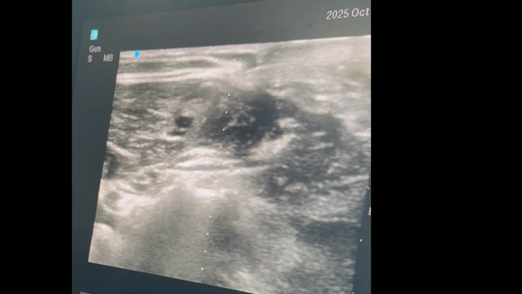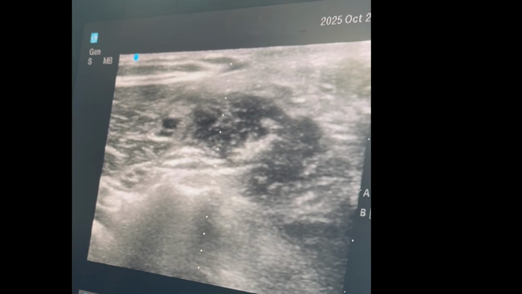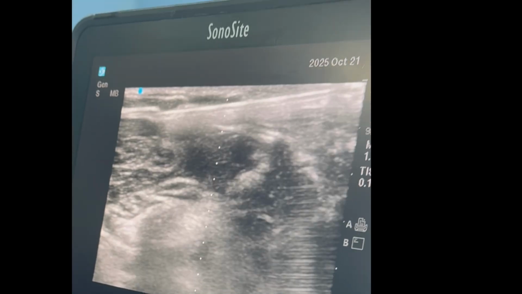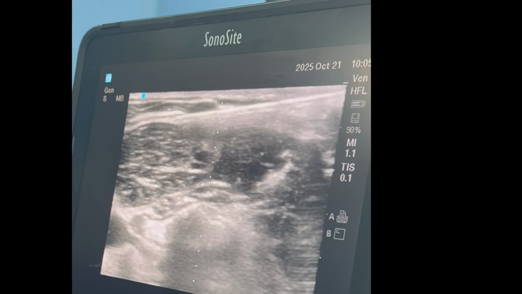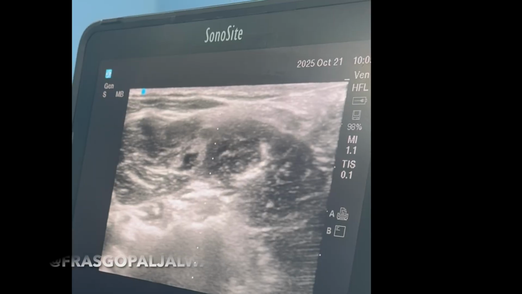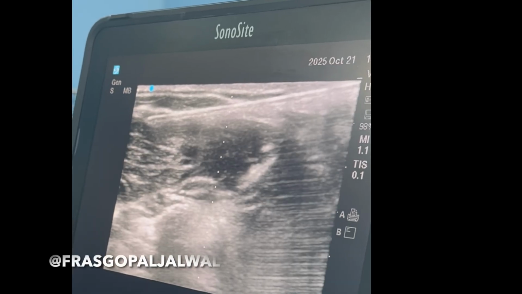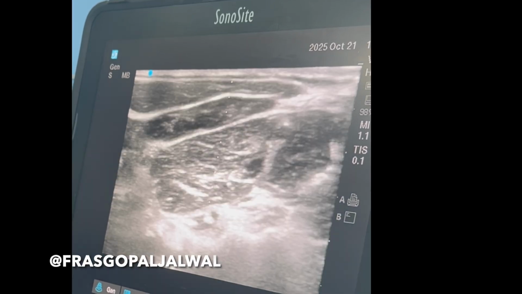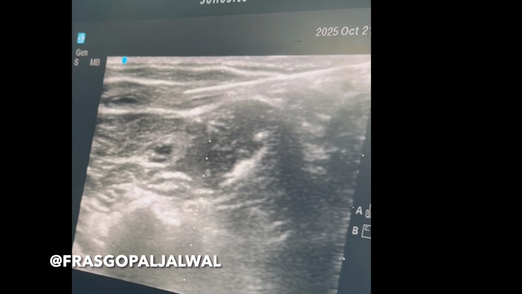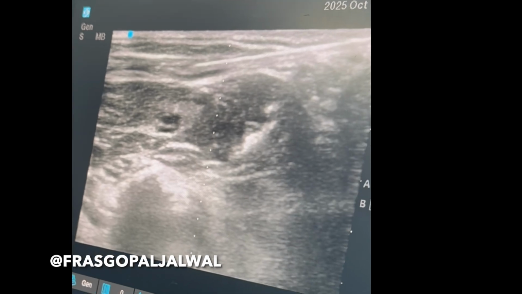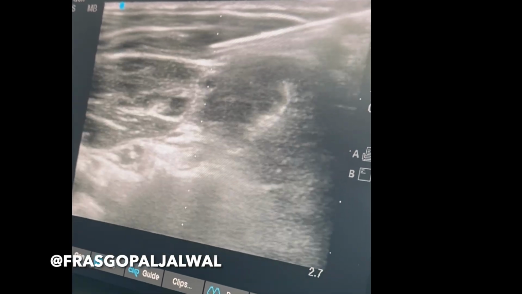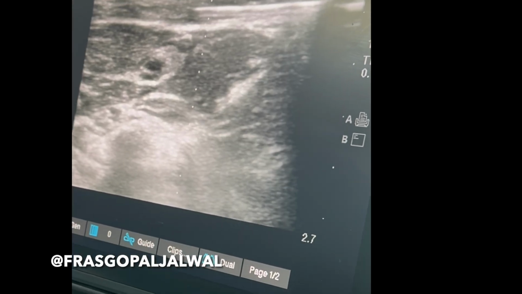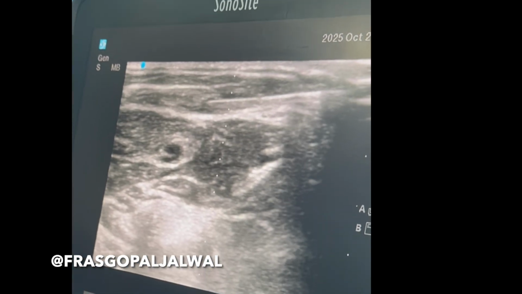Here you can see my needle is approaching just below the sternocleidomastoid, in that plane. I will deposit the local anesthetic, 10 ml, and here you can see I have deposited the local anesthetic just below the sternocleidomastoid to perform the intermediate cervical plexus block.